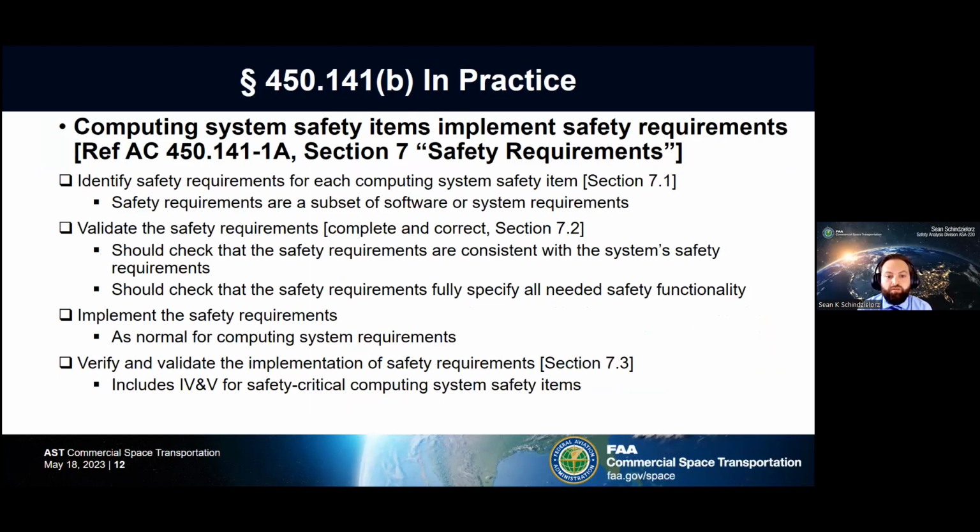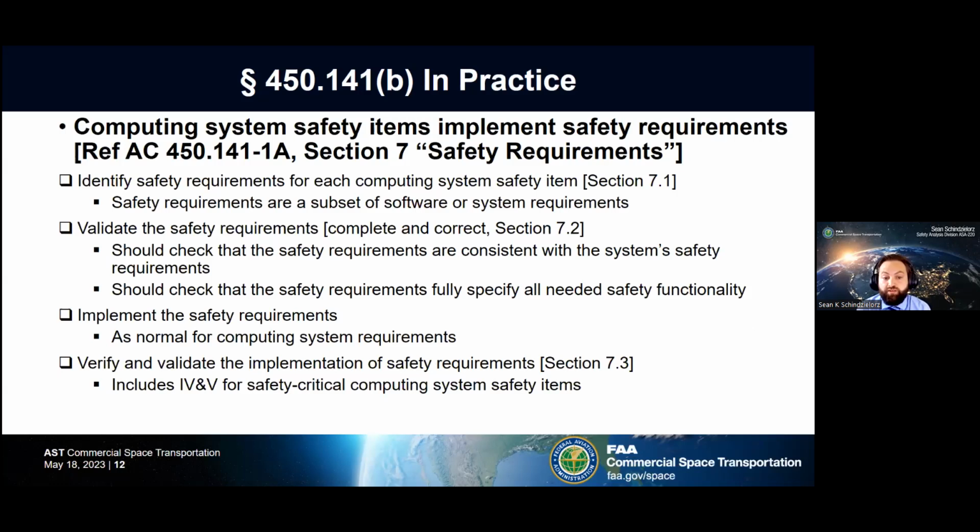Now, B1 requires a process for identifying and evaluating CSSI safety requirements that is consistent with their criticality. B2 requires the operator to have processes to ensure that safety requirements are complete and correct. B3 requires that all safety requirements be implemented. Now, this is typically met by submitting evidence of execution of the development process that is compliant with 141C.